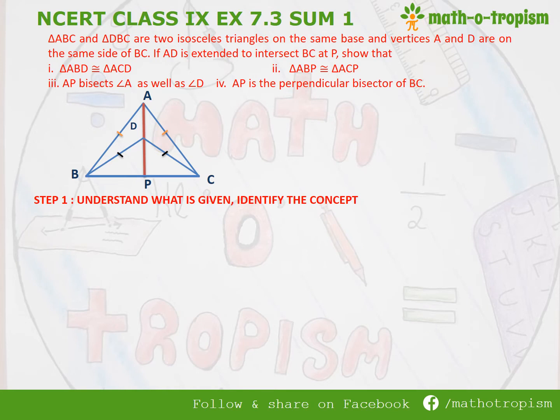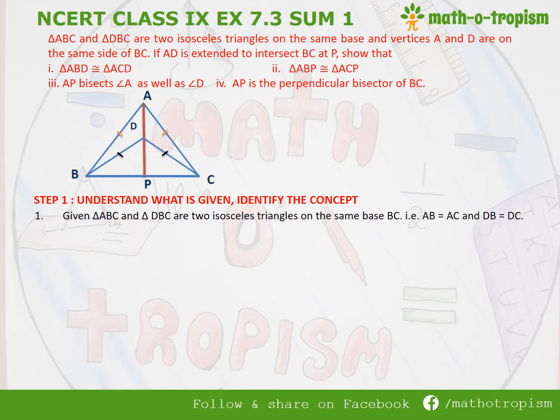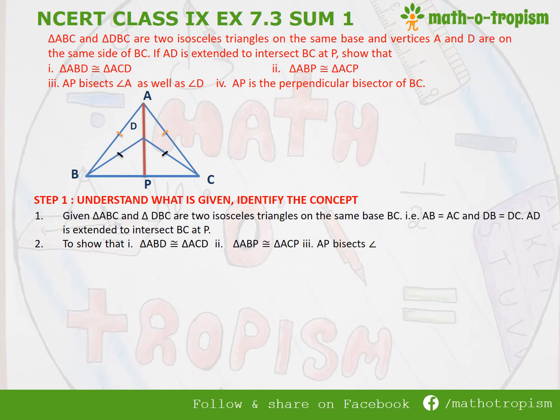So the first step is understanding what is given and identifying those concepts. So we have been given that triangle ABC and triangle DBC are two isosceles triangles on the same base. Since it is isosceles, two sides must be equal. So AB is equal to AC and DB is equal to DC. Similarly, we have been given that AD is extended to intersect BC at P. So we need to show that triangle ABD is congruent to triangle ACD. Triangle ABP is congruent to triangle ACP, and the third one is AP bisects angle A as well as angle D, and the fourth one is AP is the perpendicular bisector of BC.